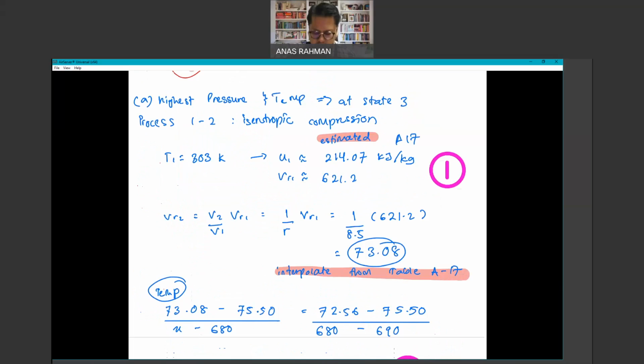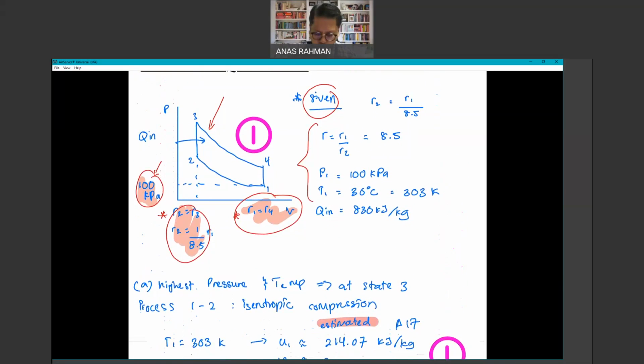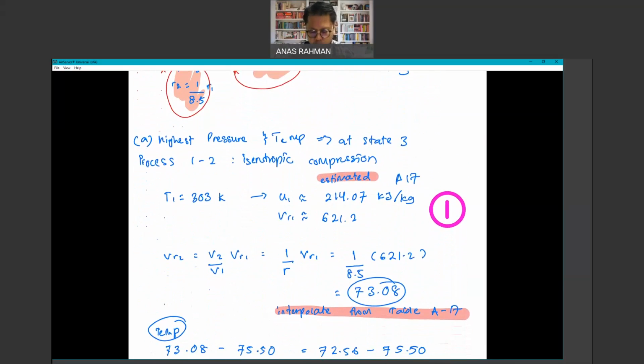So the first part, you need to find the highest pressure and temperature. That's why the diagram is important. By looking at the diagram, you can see that the highest pressure and temperature is at state 3. To proceed, we'll start with process 1 to 2, which is the isentropic compression. At temperature 1, which is given, using table A17, I'm using estimated values over here.